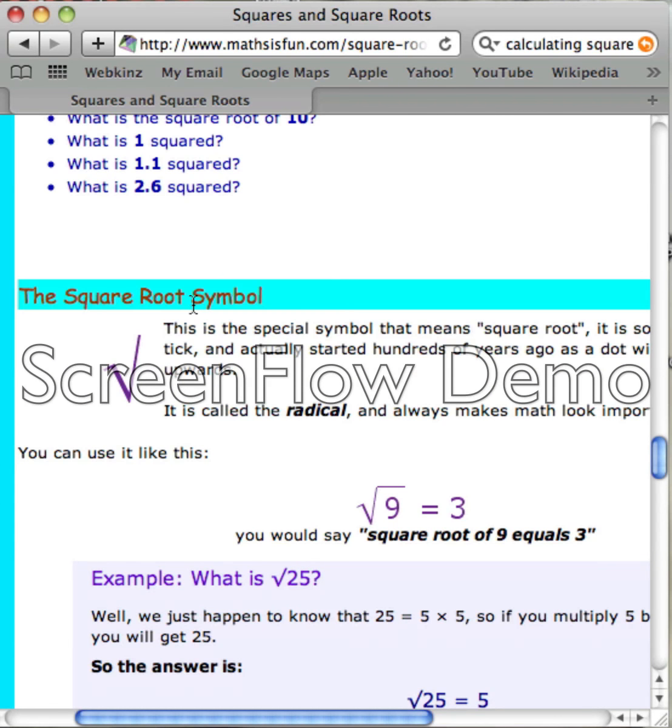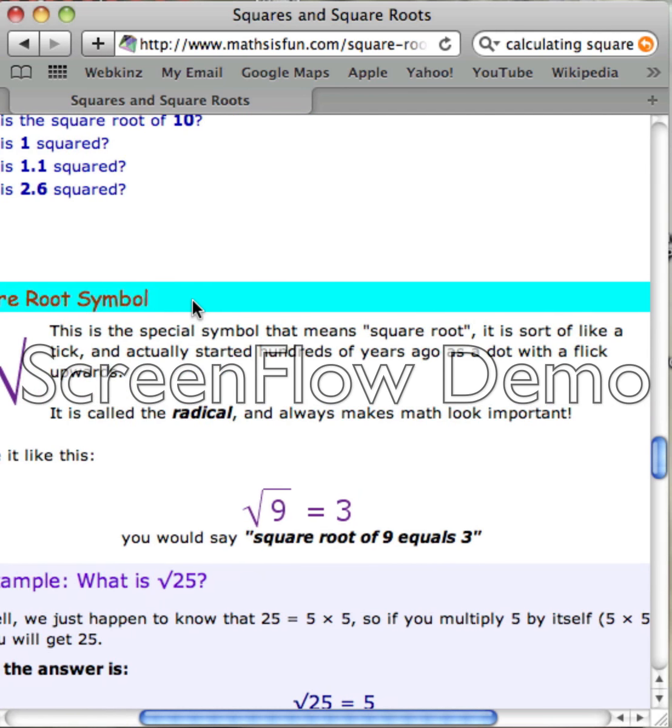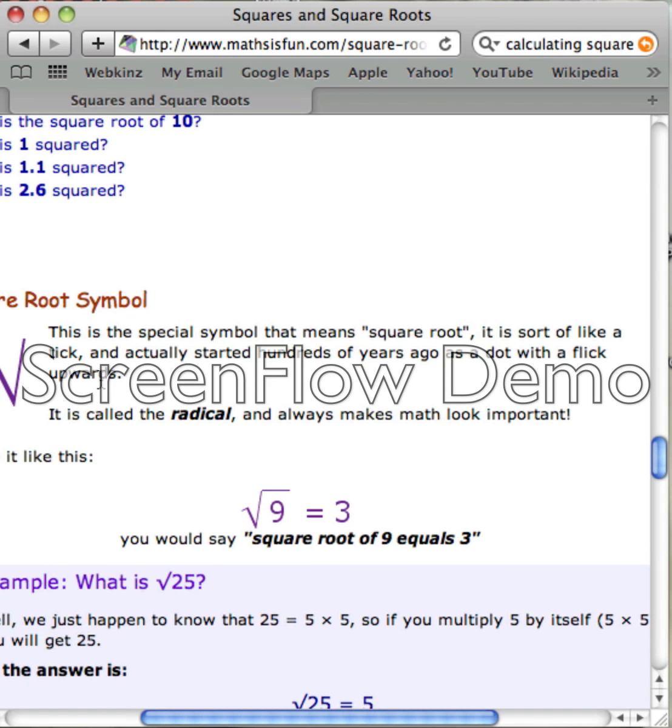The square root symbol. This is the symbol that means square root. It's sort of like a tick. It actually started hundreds of years ago as a dot with a flick upwards. It's called the radical, and it always makes math look important.